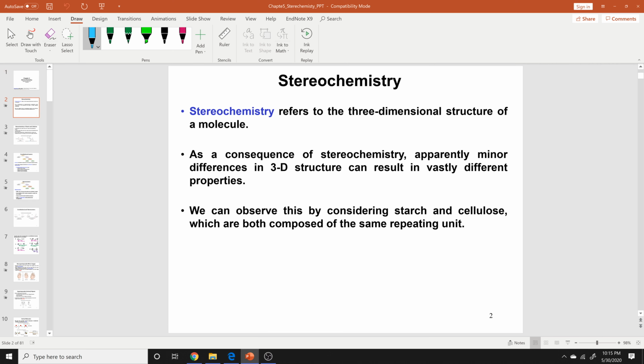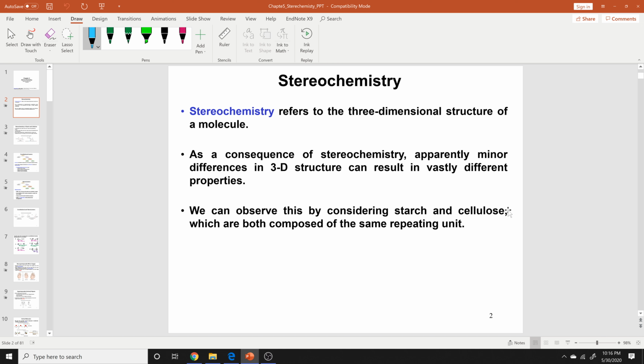So let's start by explaining the term stereochemistry. Stereochemistry basically is the study of the three-dimensional structure of the molecule. You are basically studying the orientation of the molecule in space. This is what stereochemistry is. So we can simply observe the stereochemistry of the molecule by simply considering starch and cellulose.